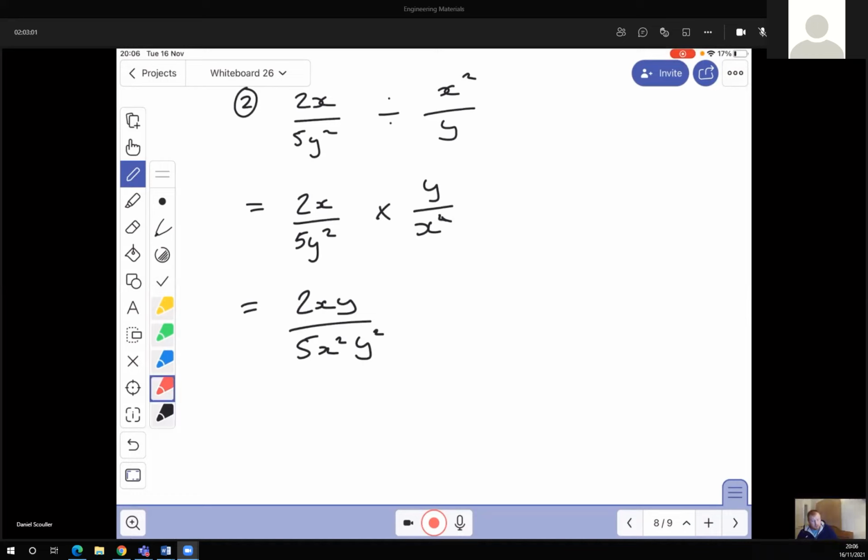Okay, so again, that x simplifies down, take one of the powers away, that y does the same. Okay, we can't simplify the 2 and the 5, so we're just left with 2 over 5xy.